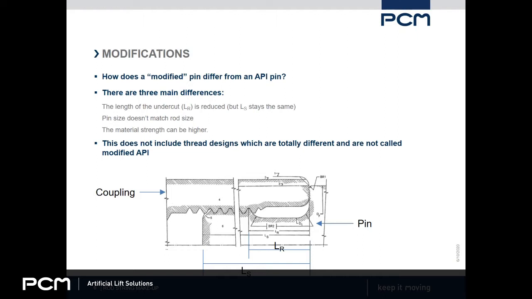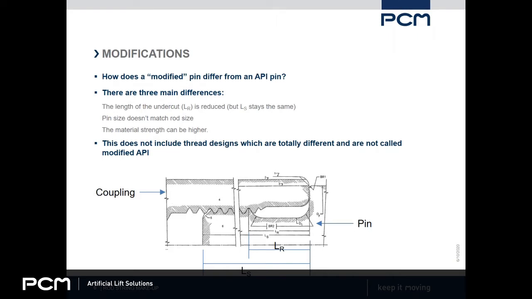The second thing we'll see is that the pin size doesn't match the rod size. So on a 1-inch diameter rod, they'll actually forge a 7/8 pin and cut the threads for a 7/8 pin. So you have a 1-inch rod with a 7/8 connection on it. And reducing the diameter of the connection actually has some really good benefits in a PCP application.